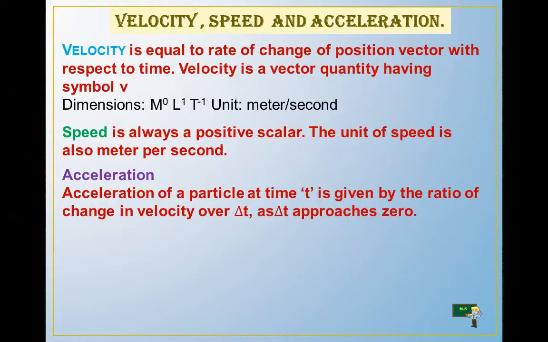And acceleration of a particle at time t is given by the ratio of change in velocity over del t as del t approaches 0. Acceleration a is equal to the limit del t tends to 0 of del v vector by del t, or dv vector divided by dt, which is acceleration in terms of vector quantity.